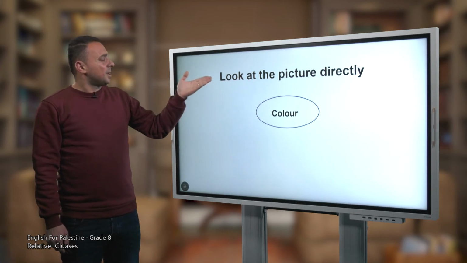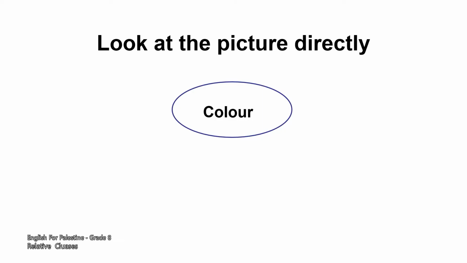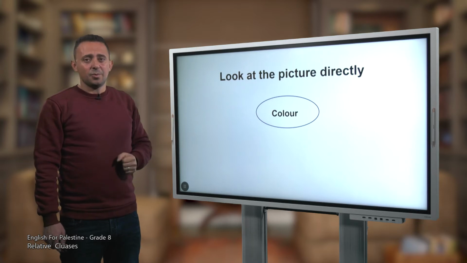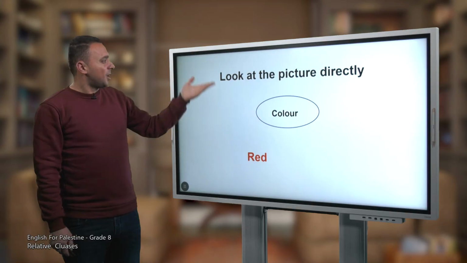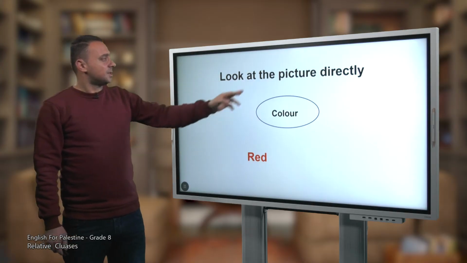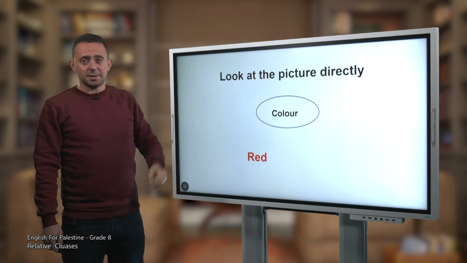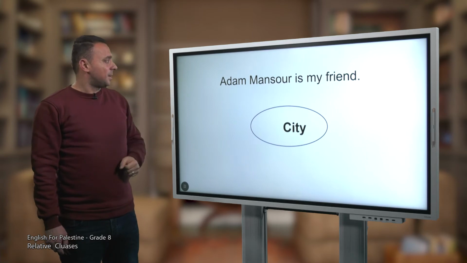Look at the picture directly. I want you to find me a name of a color. What is it? Very good. It's red. Where is it in the sentence? Notice it's here. Red. It's in two words, right? Let's continue. What about this example?